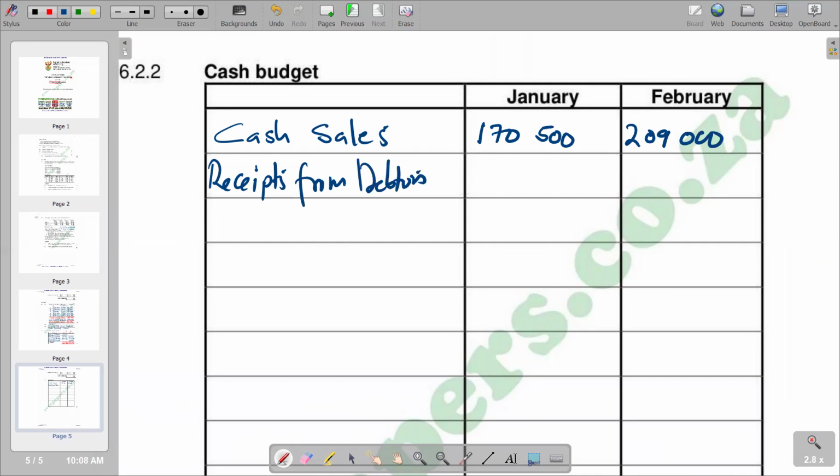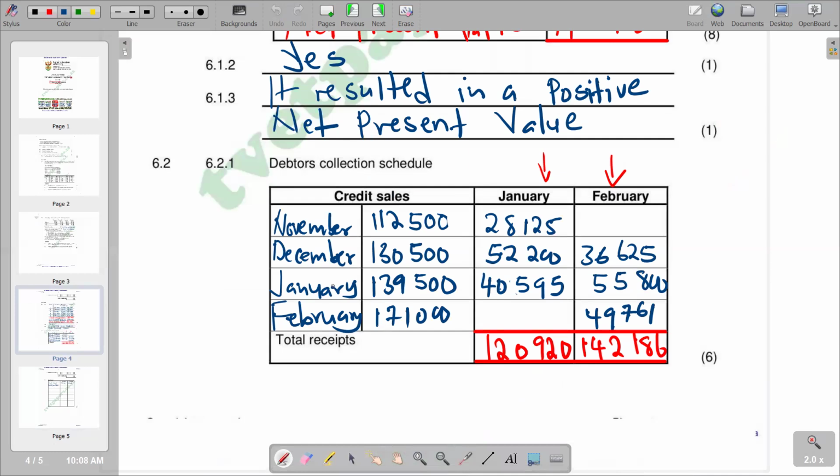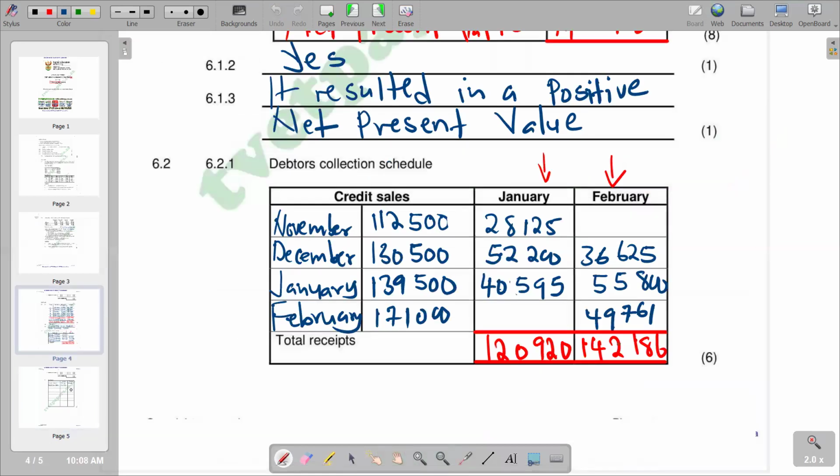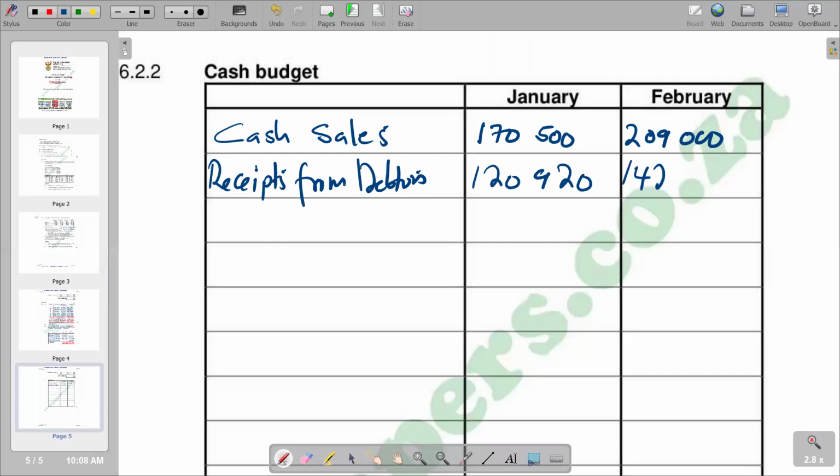So remember, receipts from debtors we have already calculated in the debtors collection schedule. So very simple, we just refer back to our debtors collection schedule. If you refer back, you see that for January we got 120,920, and for February we got 142,186. And then from there, we can add to get our total receipts.